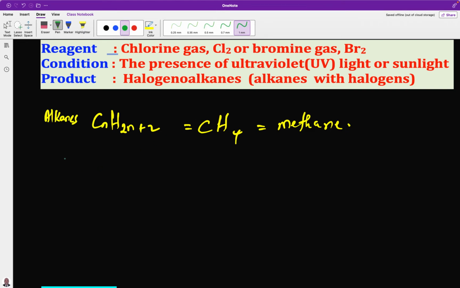We have CH4 plus a chlorine molecule. As I said, it is in UV light. A chlorine atom is substituted. In that case, we will have CH3Cl. Hydrogen chloride is always a product.